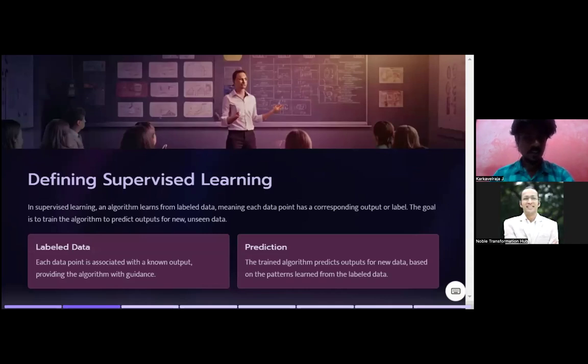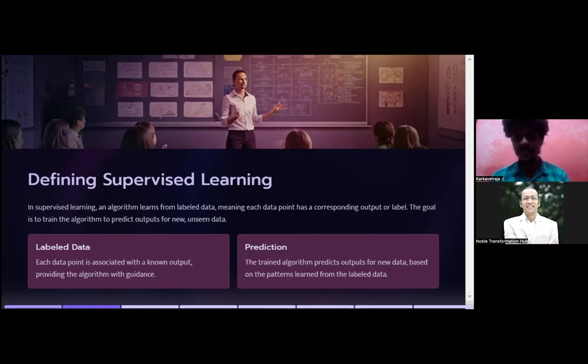Okay, guys. So defining supervised learning. In supervised learning, the algorithm learns from the labeled data, meaning each data point has its corresponding output or a label. The goal is to train the algorithm to predict the output for new unseen data.